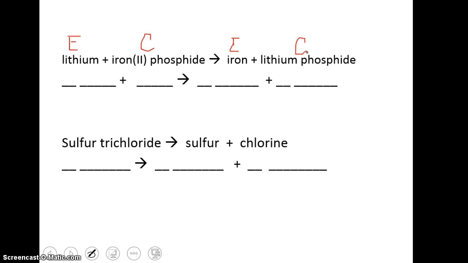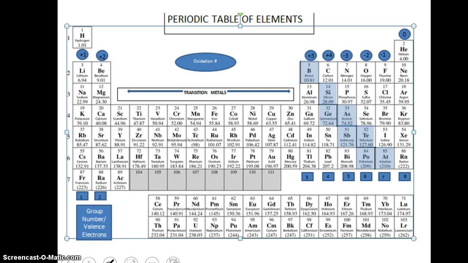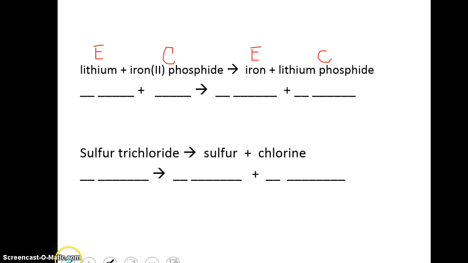So now we are going to write the formulas. Notice that underneath you've got short blanks and big blanks. The big blanks are where the element or compound formula goes. The small blanks are where coefficients go. So lithium: find lithium on the periodic table. Here's lithium on the periodic table, right here. It's just an element, so you can write Li.